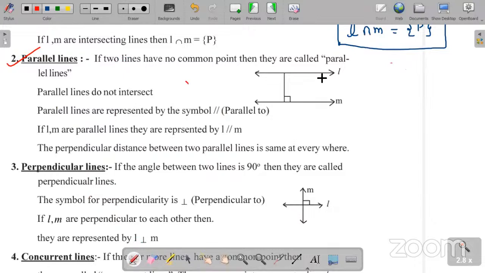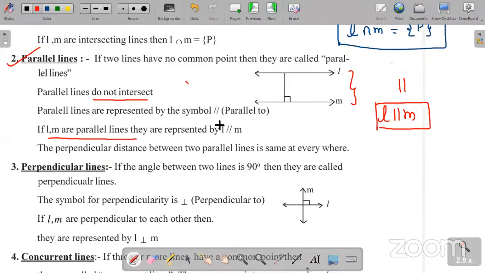These two lines don't have any common point, so they are called parallel lines. Parallel lines do not intersect. This is the symbol for parallel lines. Now these two are parallel lines, so you can write L parallel to M. Symbolically, we write like this. If L and M are parallel lines, they are represented by L parallel to M.